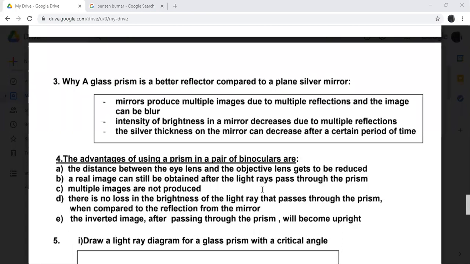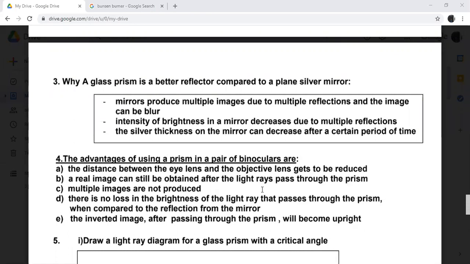The reason is that mirrors produce multiple images due to multiple reflections, and the image can be blurred. This is the problem with mirrors. Over time the surface of the mirror may become uneven. Next, the intensity of brightness in the mirror decreases due to those multiple reflections. If all the light rays that reach the mirror are parallel, and once reflected they are also parallel, then it's good. But if not, you won't get a clear image.